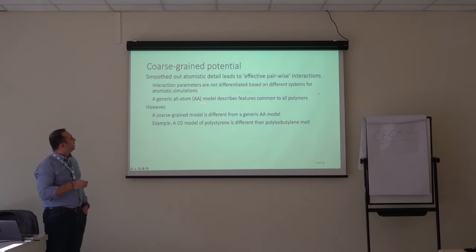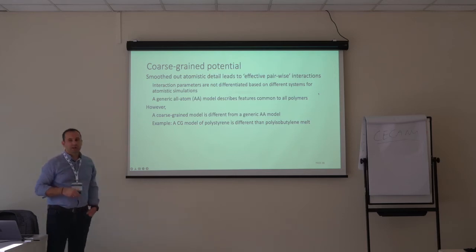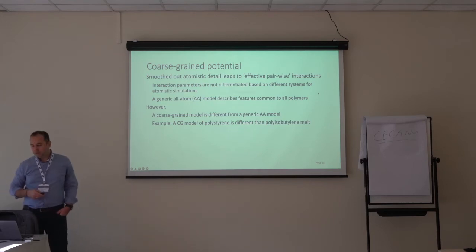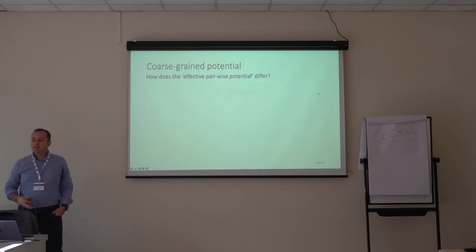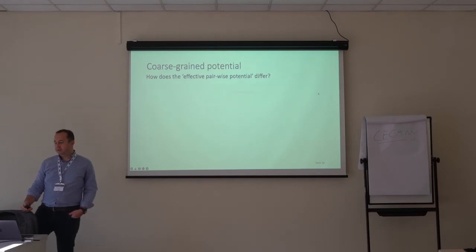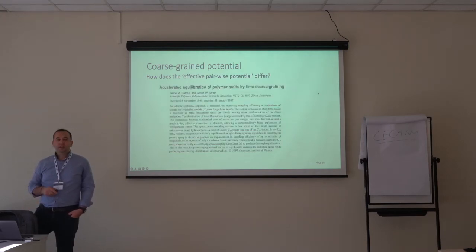For atomistic simulations, the coarse grain model is different, as I already told you. For example, the coarse grain model of polystyrene is different from polyisobutylene, because they have different levels of coarse graining. So how does the effective pair potential differ? That is another concept. That is the initial thought, that people are already aware of the change of the effective potential in comparison to the Lennard-Jones type of approach. But this paper is actually very nice.